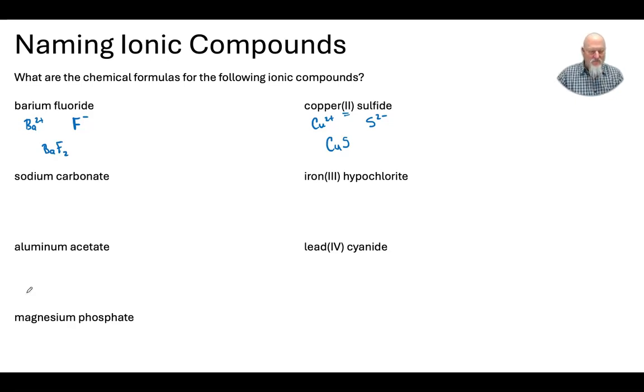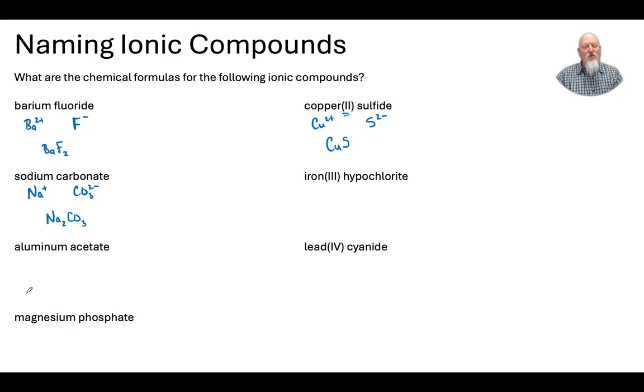Sodium carbonate. Sodium is Na+. Carbonate is CO3 2-. So I can see that I'm going to need 2 sodiums to balance off the 2 negatives. So my formula is going to be Na2CO3. Sodium carbonate.